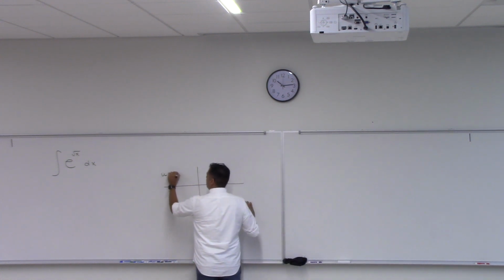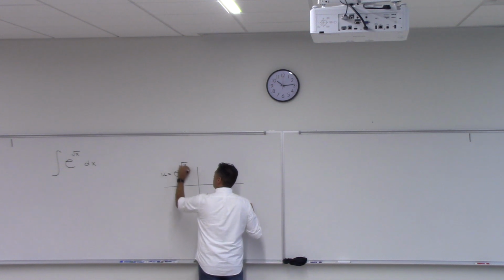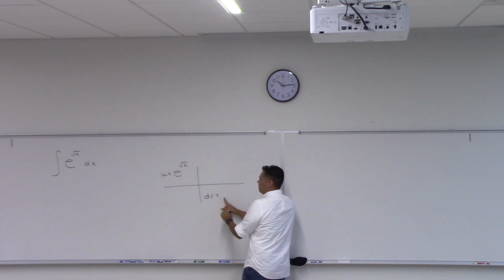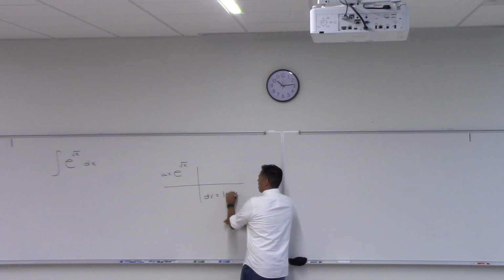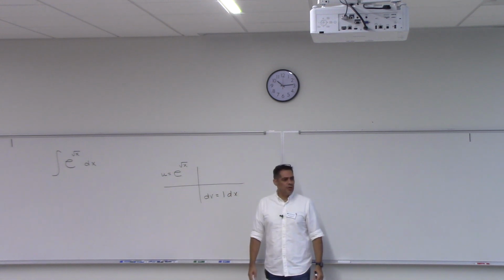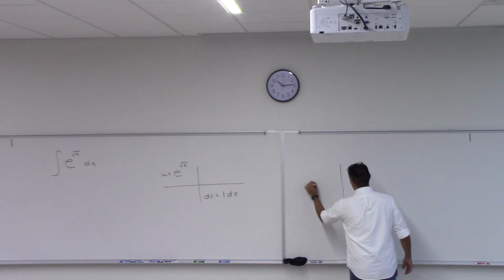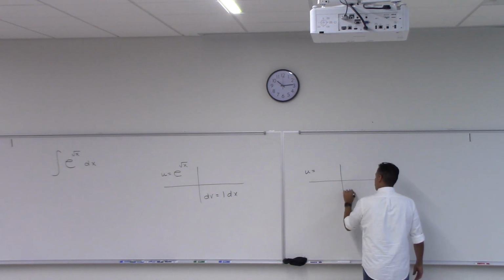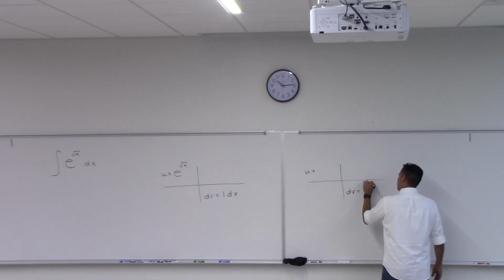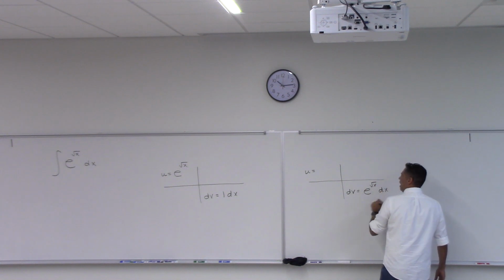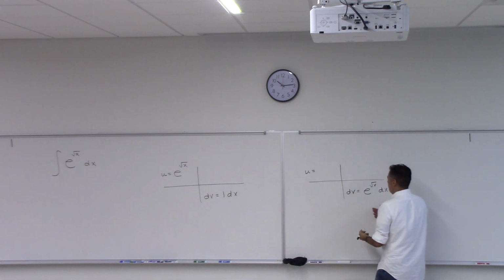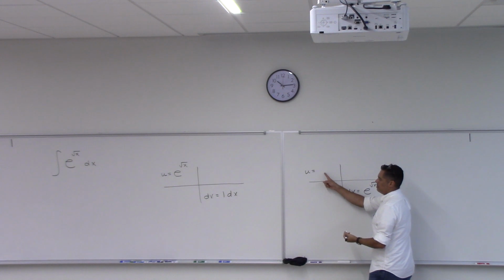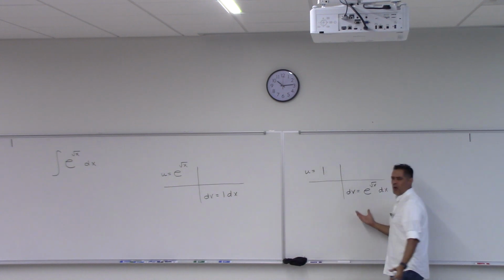E to the root x for your u, and that would force this to be just 1 dx. That's really the only choice you have. The only other thing you could think to do is this. You could put the e to the root x dx here and just put what? Well, that would force this to be what? A 1, but there's a major problem here, right?